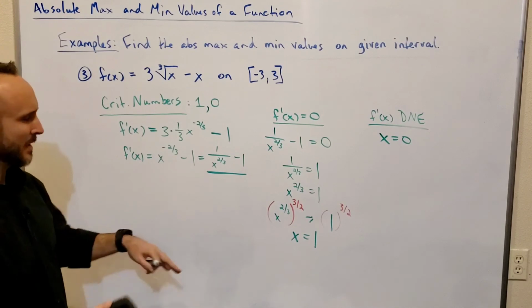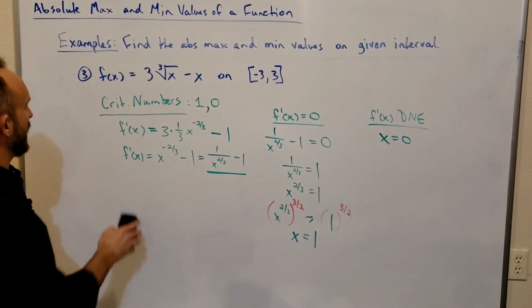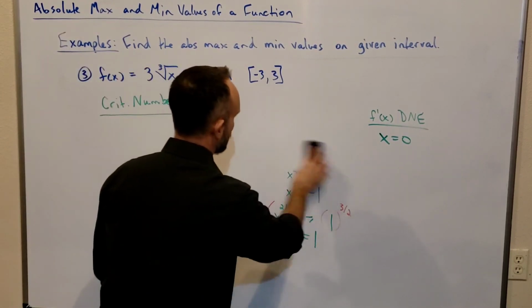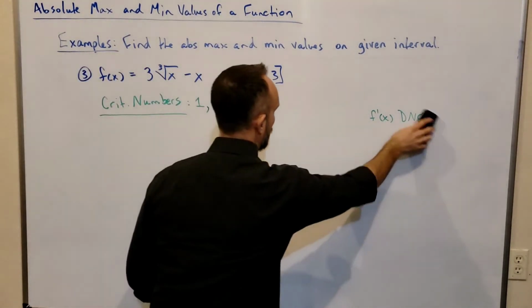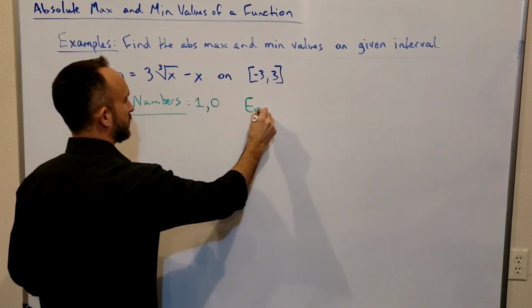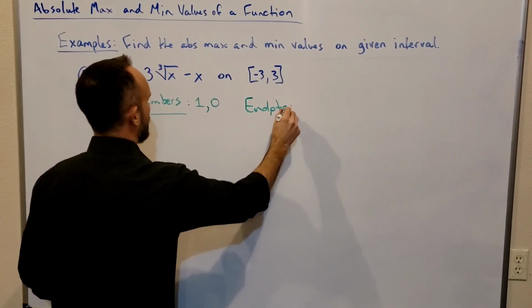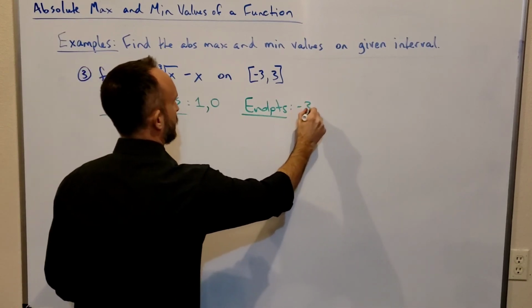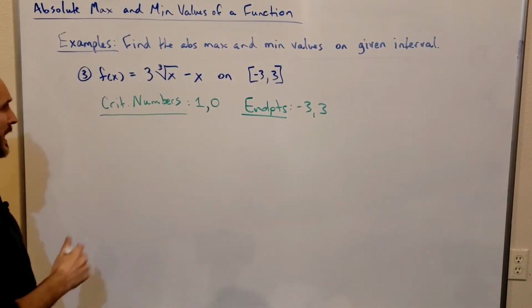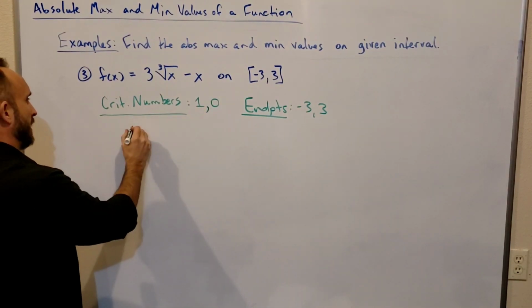Kind of an interesting example here, especially with the exponents, to see what happens there. We also need the endpoints, so let's list those, and then we will start testing. So we need the endpoints: -3 and +3, okay? So now we need to find out all of the y values.